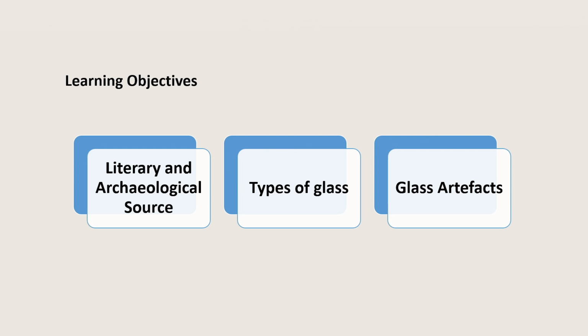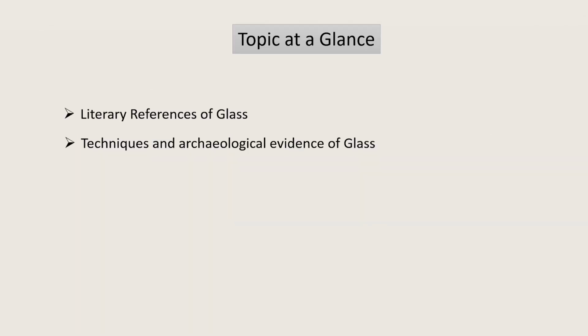At first, the learning objectives of this topic. The first learning objective is to describe the literary and archaeological sources related to glass technology. The second is to recognize different types of glass and their use. The third is to analyze the range of imported and locally produced glass artifacts. In this lecture, we are going to discuss the literary references of glass and technique, and archaeological evidence of glass.